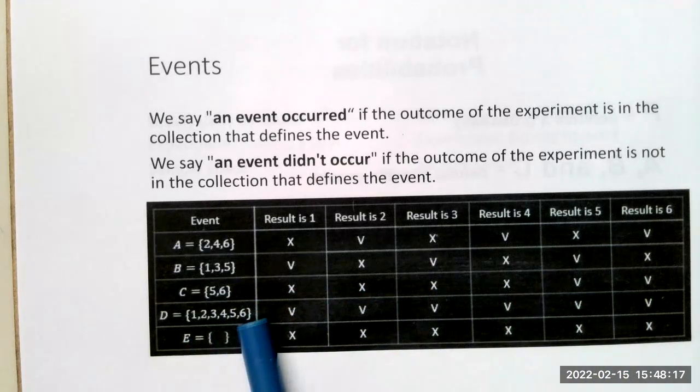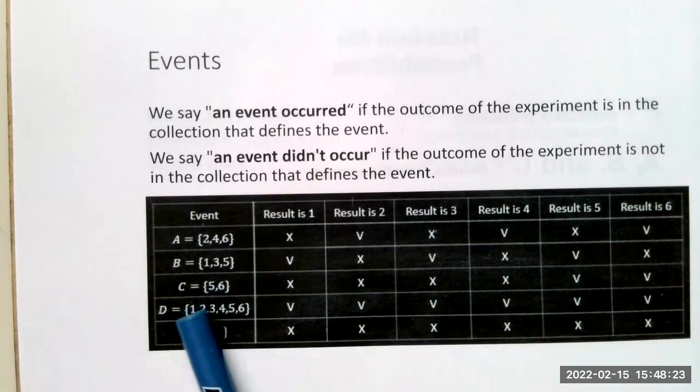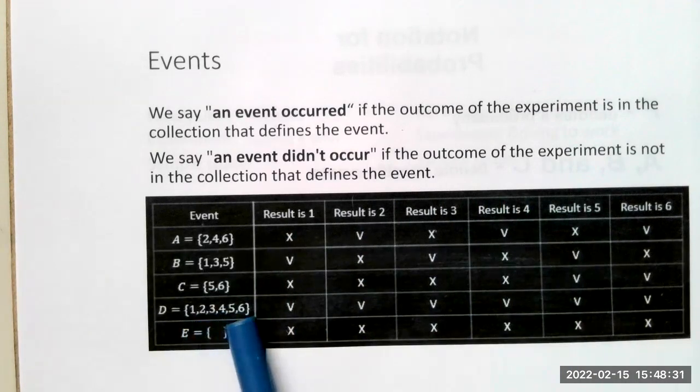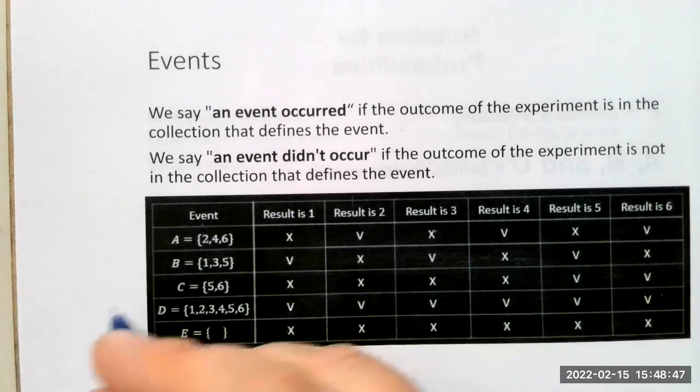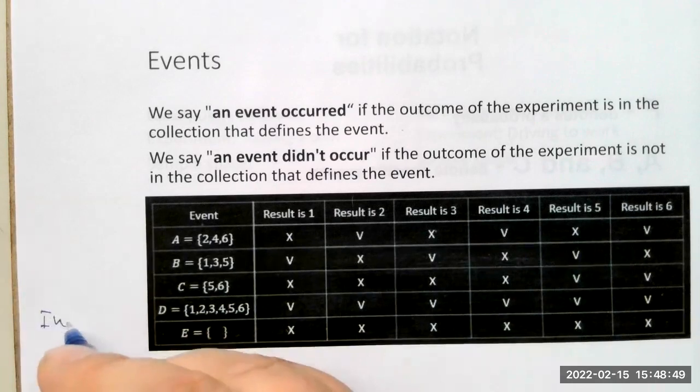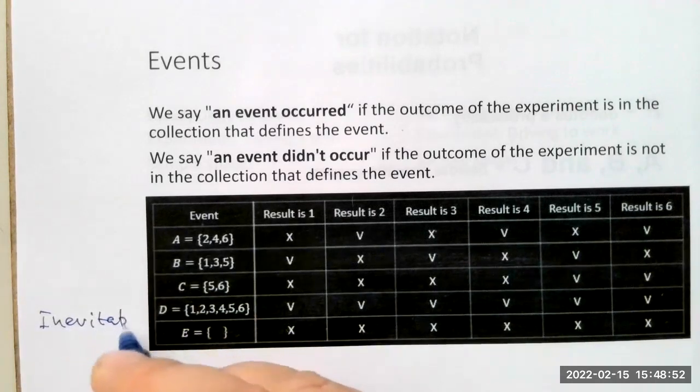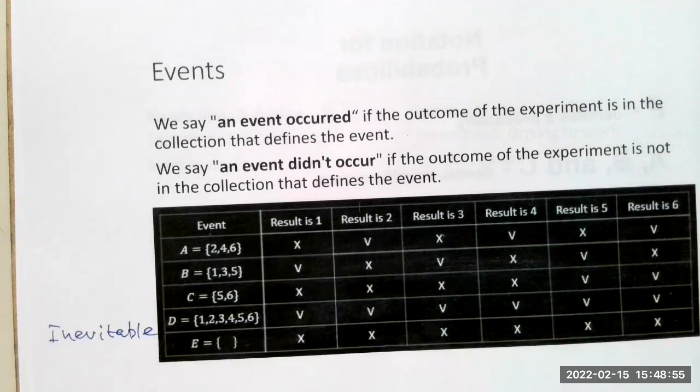Now, event D, we get 1, 2, 3, 4, 5, or 6. Basically, this is our sample space, right? So when we roll a die, we're bound to get one of these numbers. The die is not going to freeze in the air. It's not going to end up on one of the edges, right? We are bound to get one of these numbers. So we're going to say that event D is an inevitable event, meaning it's bound to happen.